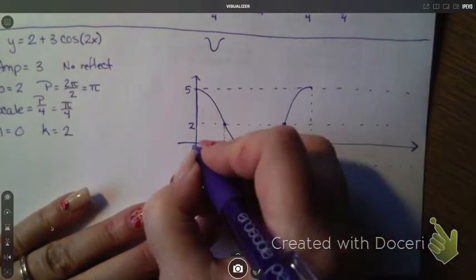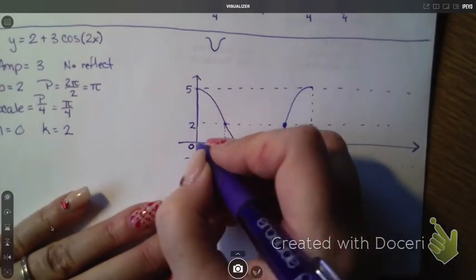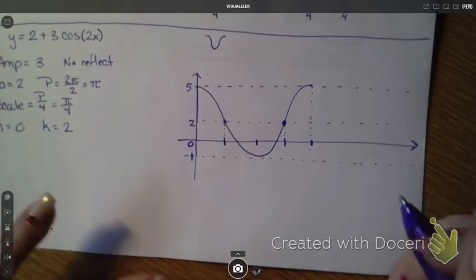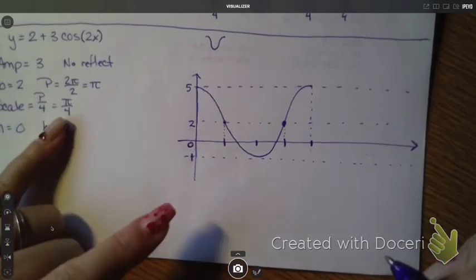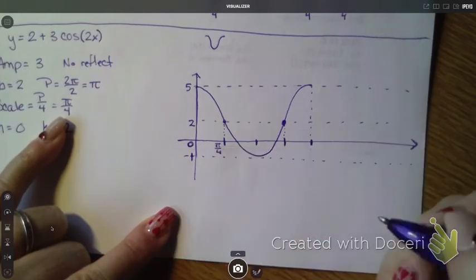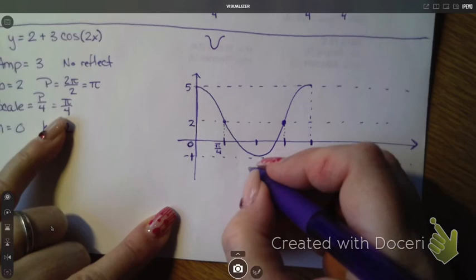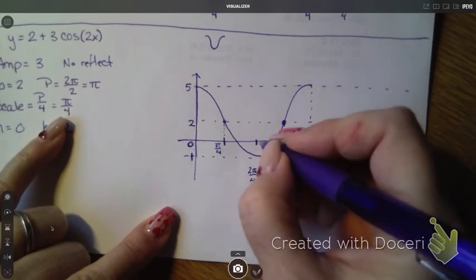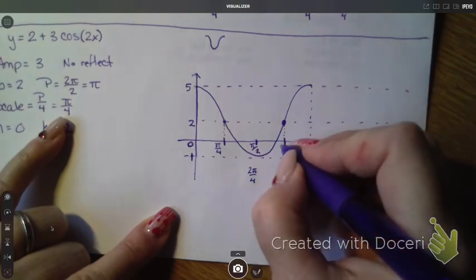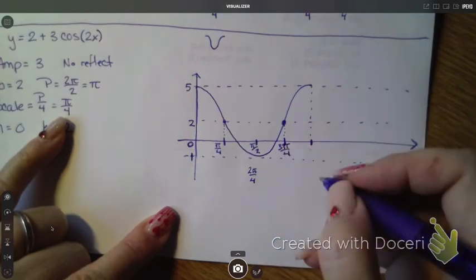Okay? Never forget, always label 0. Even if you do not go through it, that is an easy point to win or lose. Okay, so what's my scale? Pi over 4. So my first one is pi over 4. Then I have pi over 4 plus pi over 4 is 2 pi over 4, so pi over 2. And then 3 pi over 4, and then pi.